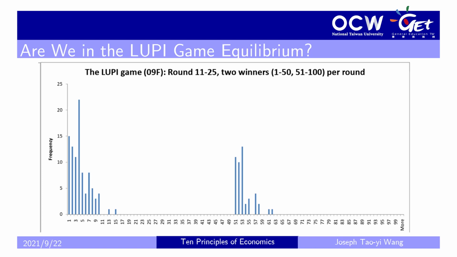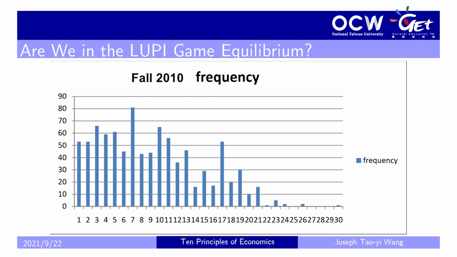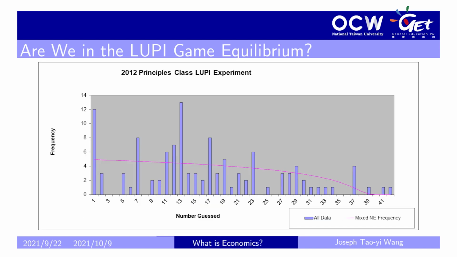In this year, because we needed to play a lot of rounds, we actually had 2 winners, one between 1 and 50, the other between 51 and 100. This is 2010. Here is 12. This is the first round data. So you see that a lot of people picked 1, 3 people picked 2, nobody picked 3 and 4. 3 people picked that, and the winner was 6.